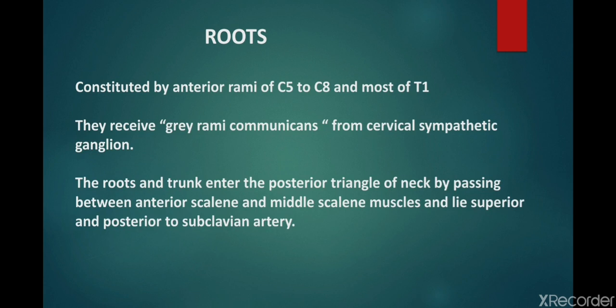Now when we said that the brachial plexus goes right from the neck to the axilla, we need to know where the position of the root exactly is. So we know the root will certainly be in the neck. It enters the posterior triangle of the neck by passing between the anterior scalene and the middle scalene muscles, and they lie superior and posterior to the subclavian artery. So I hope that is clear. That's their position, and this is how they enter the posterior triangle of the neck.